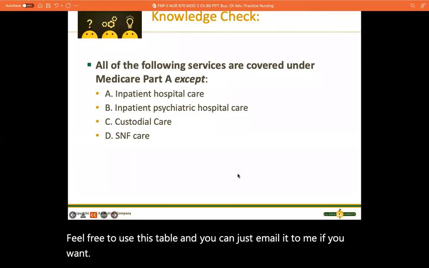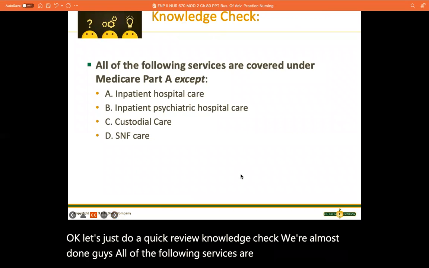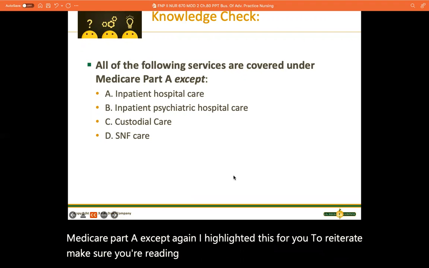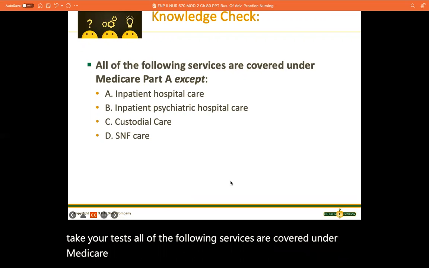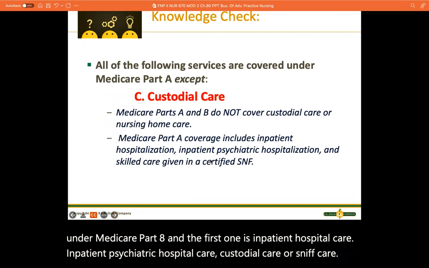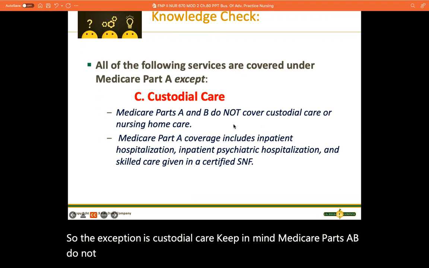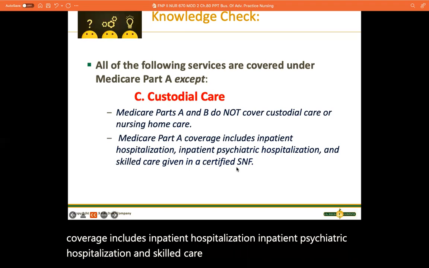Okay, let's just do a quick review, knowledge check. We're almost done, guys. All of the following services are covered under Medicare Part A, except, again, I highlighted this to reiterate, make sure you're reading the question when you go to take your tests. The options are inpatient hospital care, inpatient psychiatric hospital care, custodial care, or SNF care. So the exception is custodial care. Keep in mind, Medicare Parts A and B do not cover custodial care or nursing home care. Medicare Part A coverage includes inpatient hospitalization, inpatient psychiatric hospitalization, and skilled care given in a certified SNF.